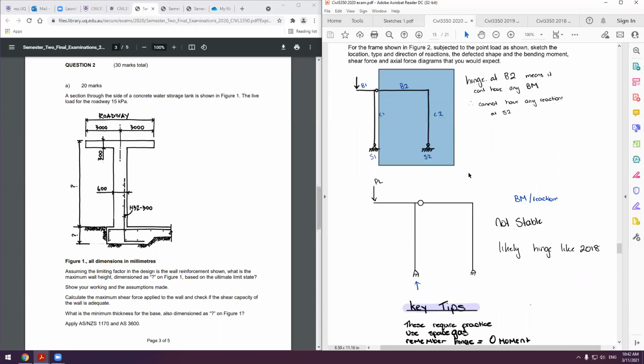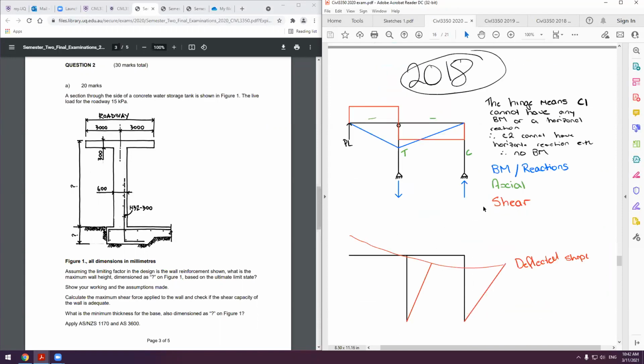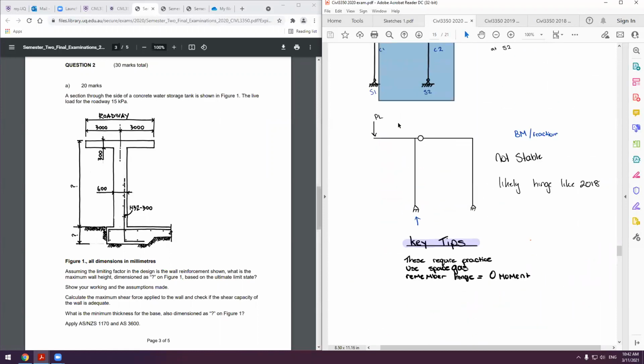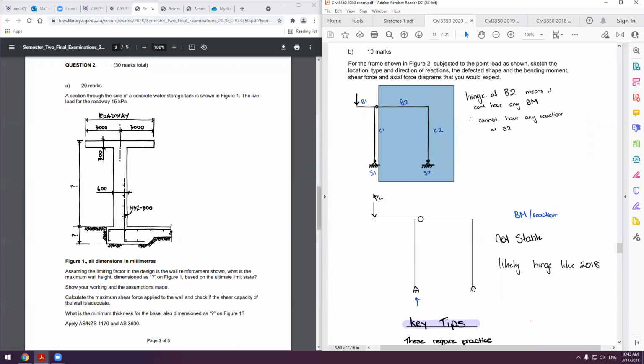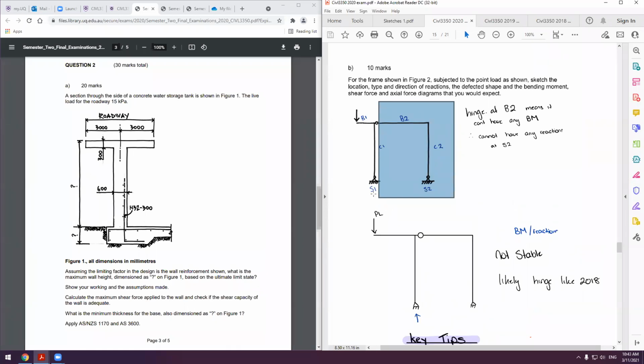Now to confirm that, it's definitely not a stable structure. So what I actually believe he was meant to do is something like the 2018 exam where you have pins in this location here, which allows you to have continuous moment. So we've essentially only got a reaction force at support 1 and no horizontal. It's not a stable structure.